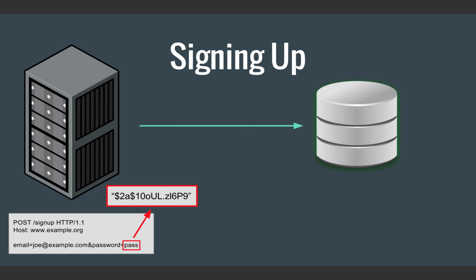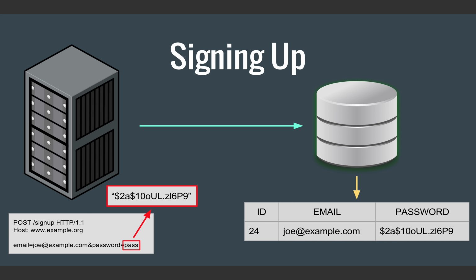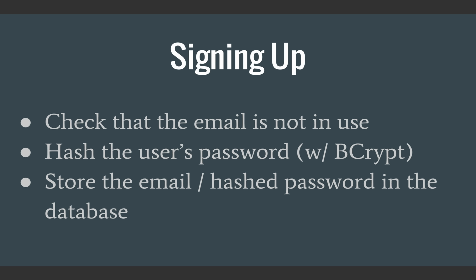So once we've hashed it, we then insert that user into the database. And of course, you can insert other columns here, but in this simple example, this user has an email and a password. So in summary, first check that the email is not in use, so you don't create a duplicate user. Then hash the password using bcrypt. And finally, store the email and hash password in the database.